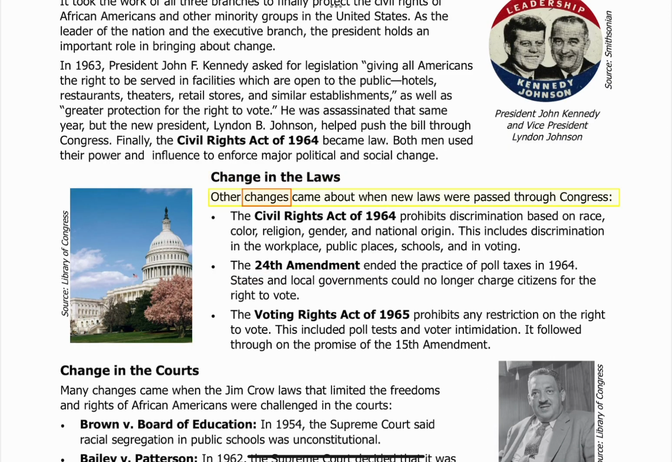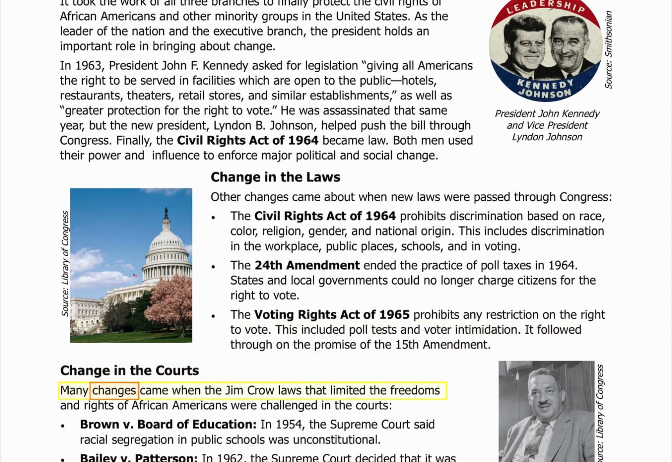Both men used their power and influence to enforce major political and social change. Change in the laws. Other changes came about when new laws were passed through Congress. The Civil Rights Act of 1964 prohibits discrimination based on race, color, religion, gender, and national origin. This includes discrimination in the workplace, public places, schools, and in voting. The 24th Amendment ended the practice of poll taxes in 1964. States and local governments could no longer charge citizens for the right to vote. The Voting Rights Act of 1965 prohibits any restriction on the right to vote. This included poll tests and voter intimidation. It followed through on the promise of the 15th Amendment.